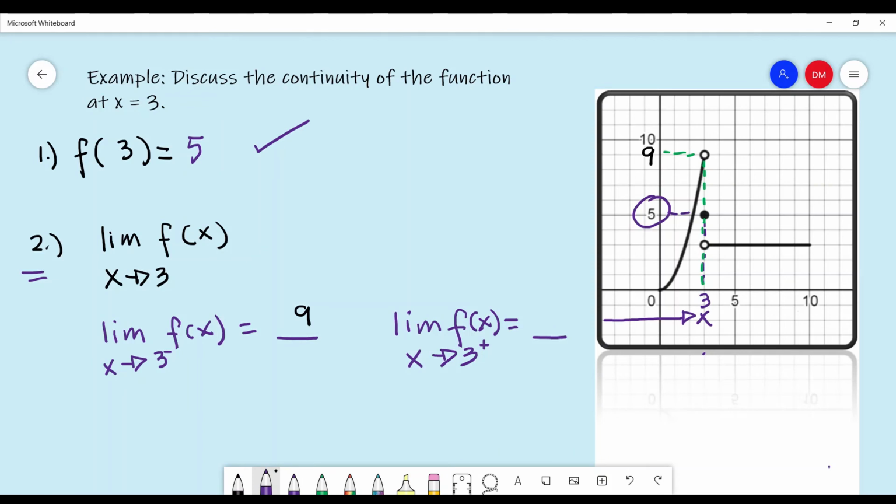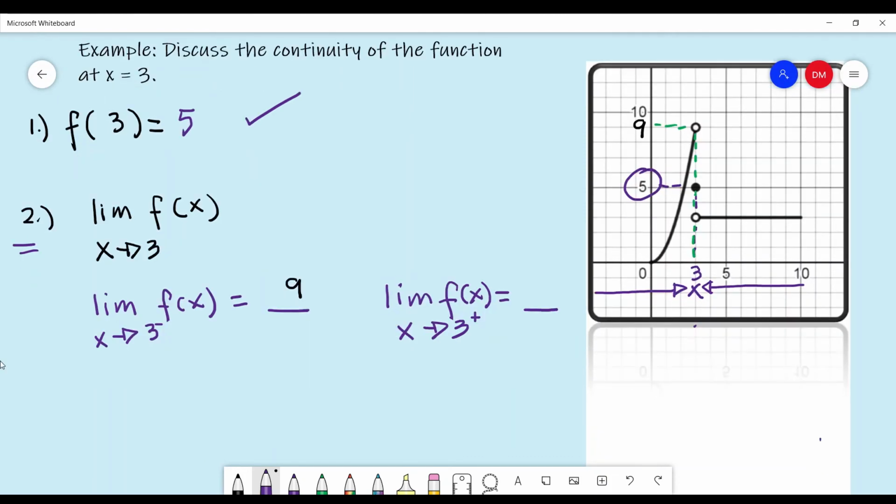How about the right hand limit? So the limit of the function as x approaches positive 3 from the right equals, what is the answer? Let us look for the output. So the limit is positive 3. So the limit of the function as x approaches 3 from the right is equal to 3.